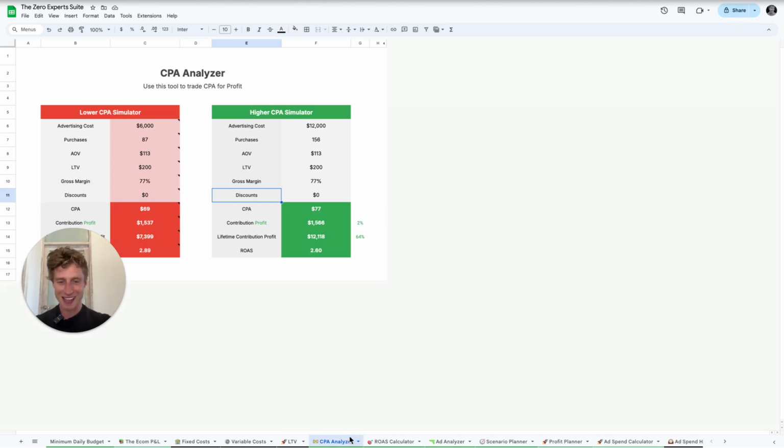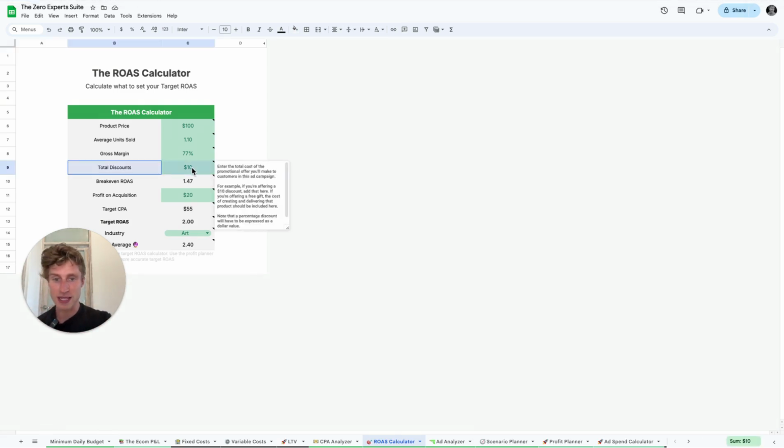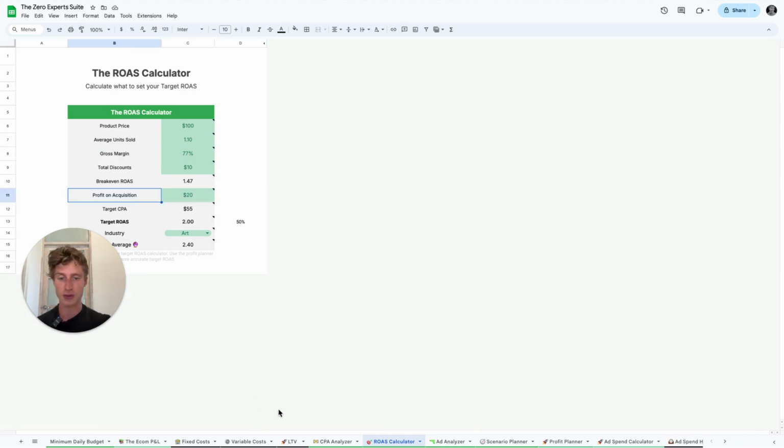Next one here is the ROAS calculator. Create efficiency targets based on each offer that we have, right? The combination of product and promotion. ROAS sounds like ROI, so it's normal to want your ROAS to be 10 or 100, but that limits growth, right? So with this tool, we can create a target for our ROAS with consideration for our cost of promotion here in total discounts and the cost of making our product and getting it to our customer in our gross margin and how much we want to make on each sale with this consideration here for profit on acquisition.